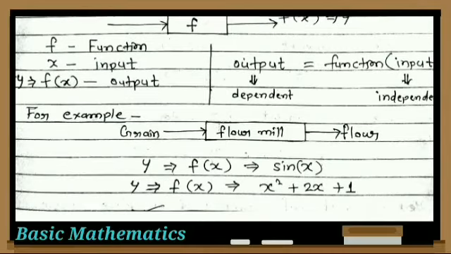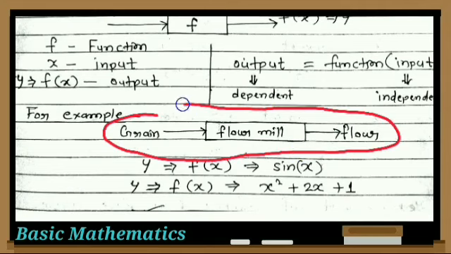Okay, let's move further. I explain it by a practical example. Here in this example, there is a flour mill. Flour mill is the function. Grain is the input and flour is the output. As grain goes into the flour mill, it processes the grain, and after it we get the flour. Here grain is the independent term and flour is the dependent term.